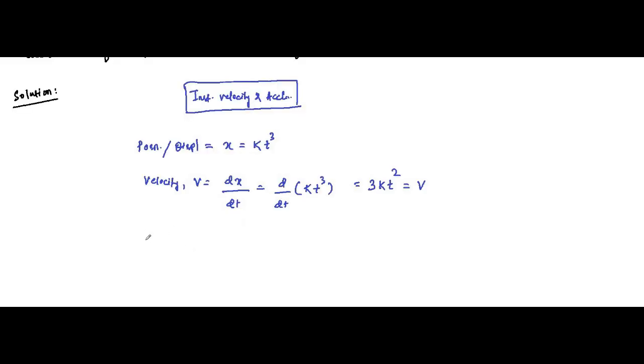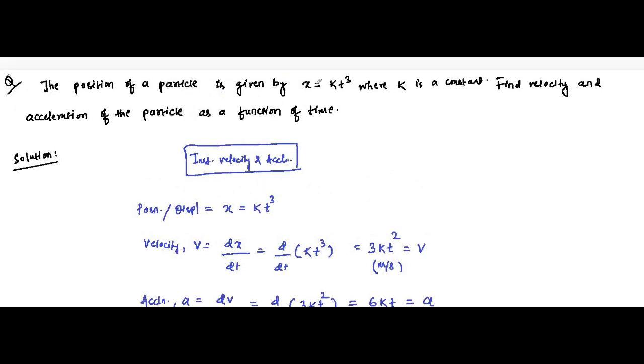Then acceleration is equal to the rate of change of velocity with respect to time, dv by dt, is equal to d by dt of 3kt square, which is equal to 6kt. So here it is meters per second units, here it is meter per second square. This is the acceleration.